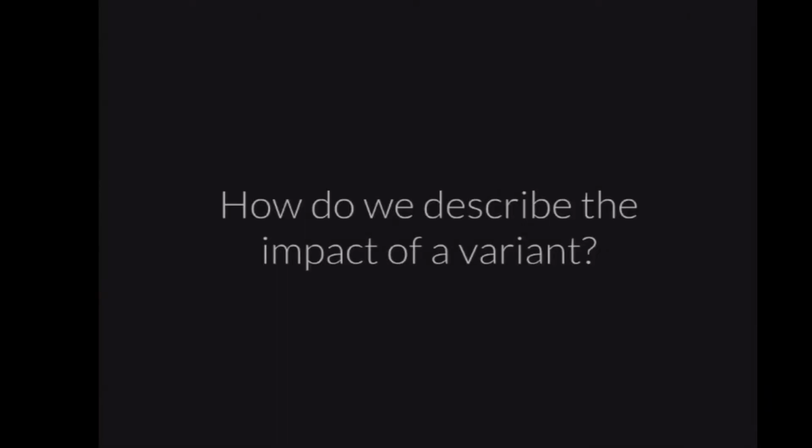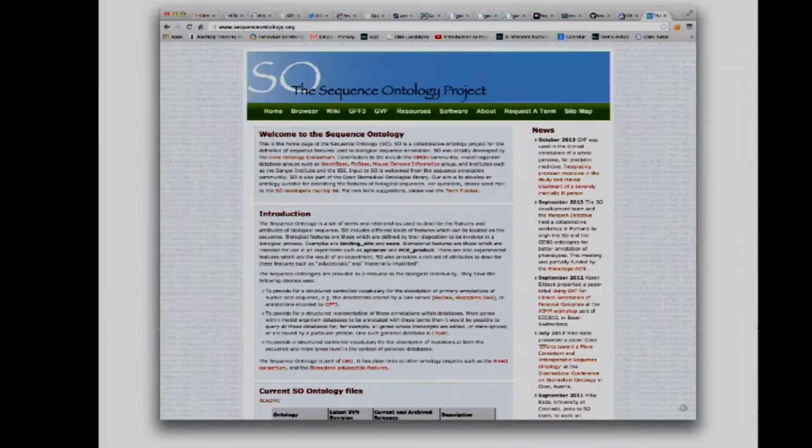Okay, so we've talked about the methodological challenges in identifying or predicting what the consequence of a variant is. But there's also a challenge in just describing it. You know, what is the change? And it sounds a bit boring, and in reality, it is a bit boring.